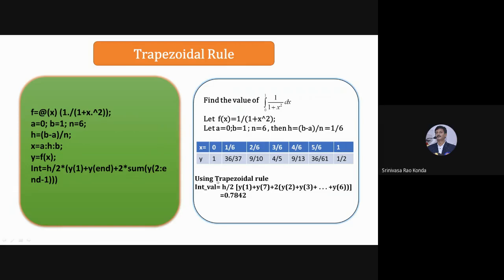Using the trapezoidal rule, h by 2 into y1 plus y7, the first value plus the last value, plus 2 times the sum of the remaining values, that is 0.7842. 0.7842.